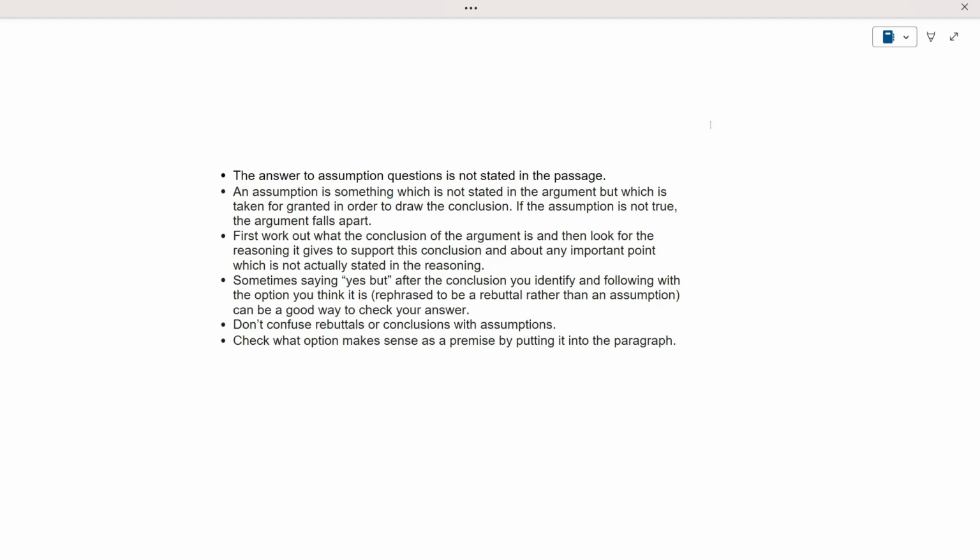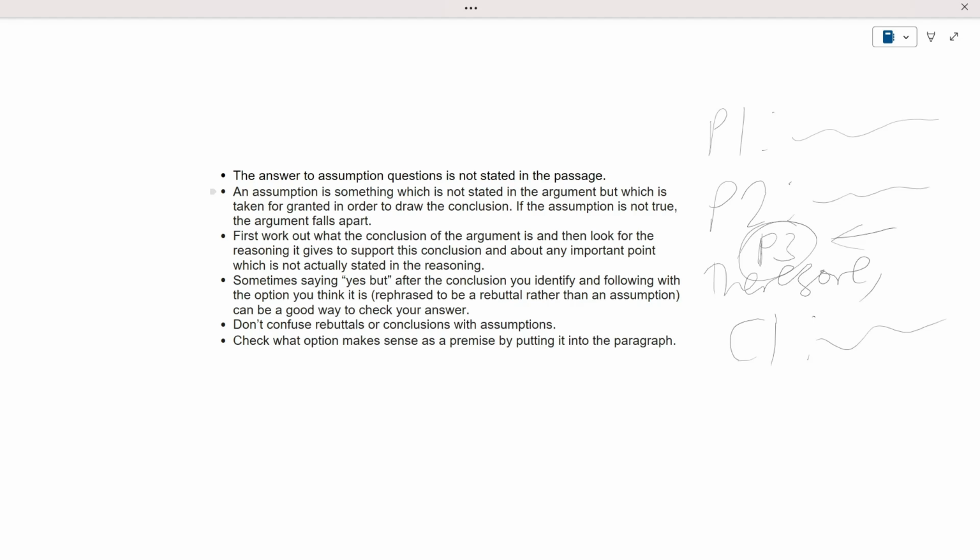It might have said, okay, premise one, so statement one, blah, blah, blah, premise two, blah, blah, blah. Therefore, whatever the conclusion is, this conclusion is true. But actually, we need a premise three that is not in the passage, but the conclusion relies on an extra premise, premise three, in which case premise three is the assumption because the conclusion relies on it, but it's not in the passage. So if the assumption is not true, the argument falls apart, basically.